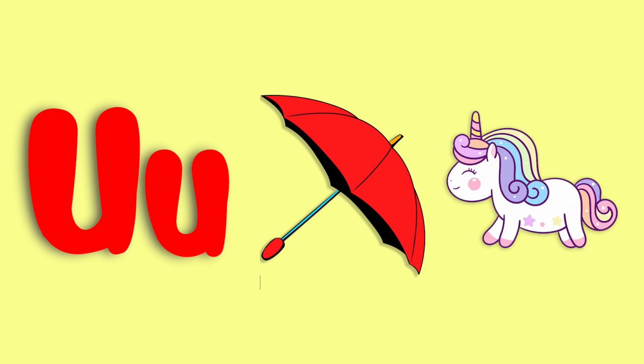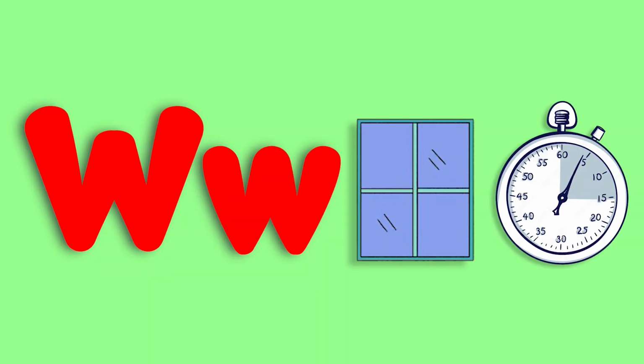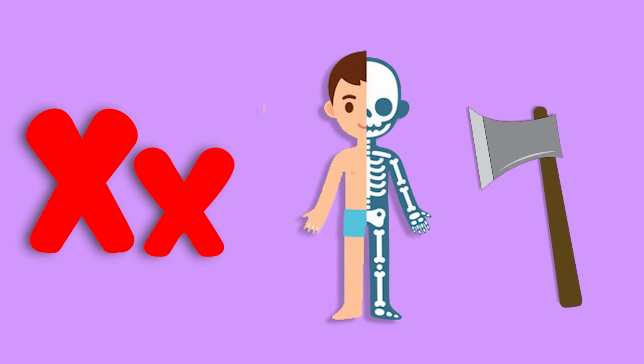T. U for umbrella, U for unicorn, U. V for vegetables, V for van, V. W for window, W for watch, W. X for X-ray, X for X.